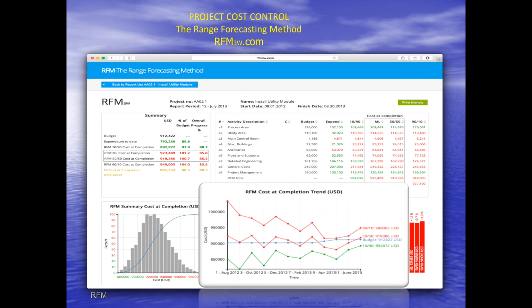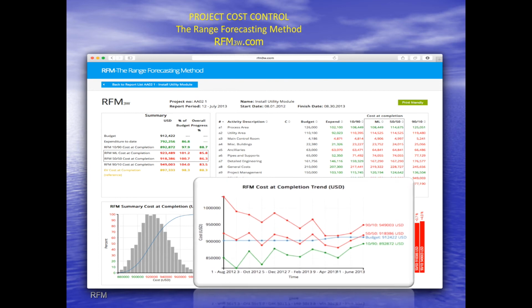This is the trend curve and is made up of the extreme cost values as they emerge each report period in the cost risk analysis graph. The trend graph is a plot of the 90-10, the 10-90, the 50-50 and the most likely values, in addition to the total budget. At a glance, you see in which direction the project is moving.